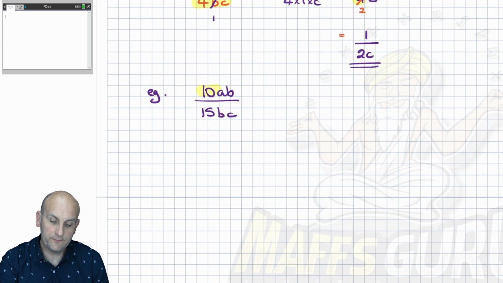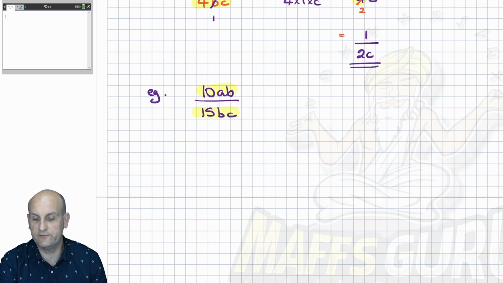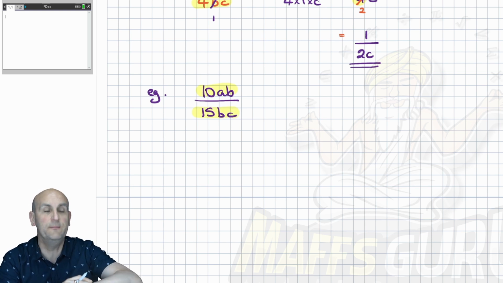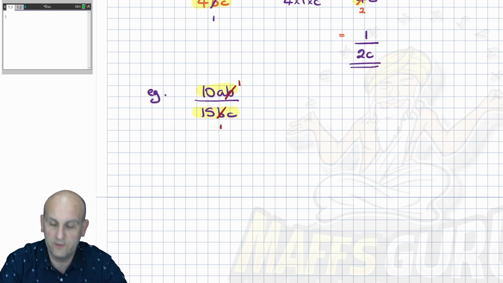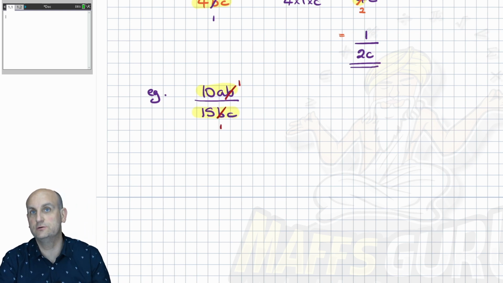Are all the tops multiplied? Yes. Are the bottoms multiplied? Yes. So I can now do my cancelling out business. Let's do the letters first. Is there a letter on the top and a letter on the bottom that's the same? Yes, B. So again, that becomes 1 and that becomes 1. So we've done the letters. Now make sure we do the numbers.